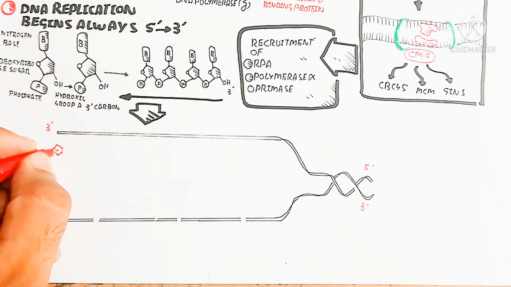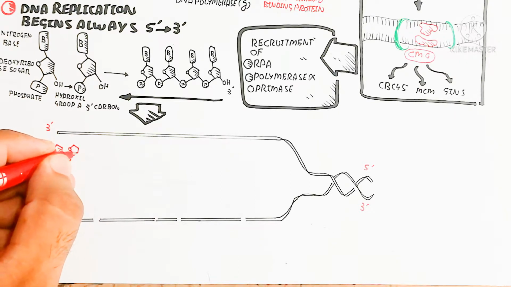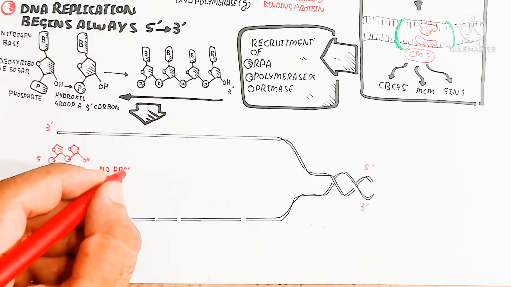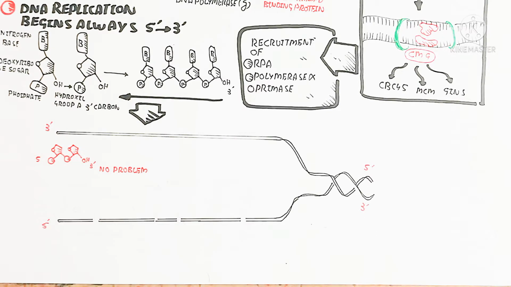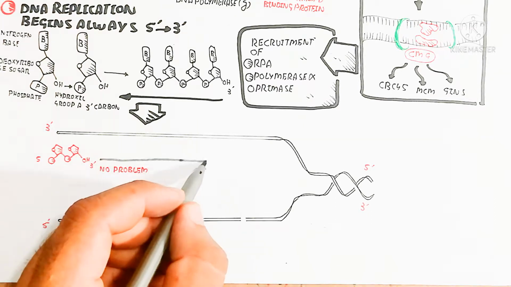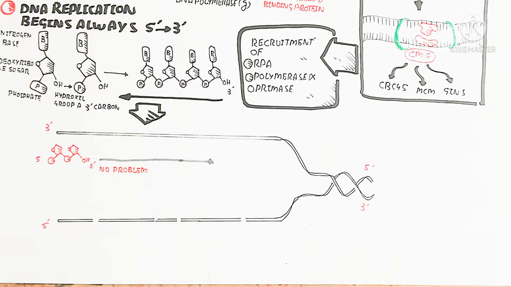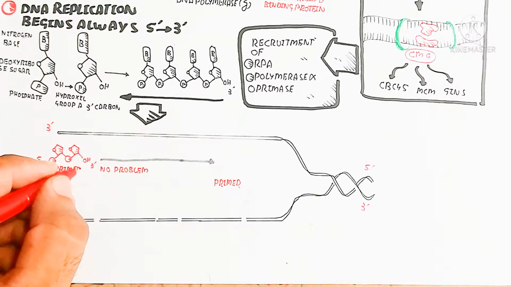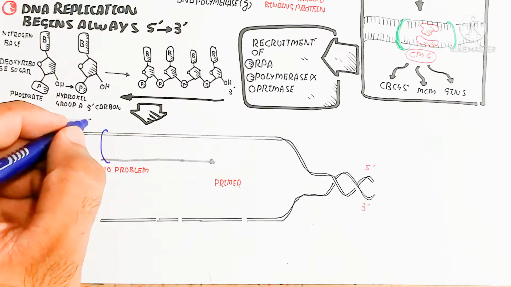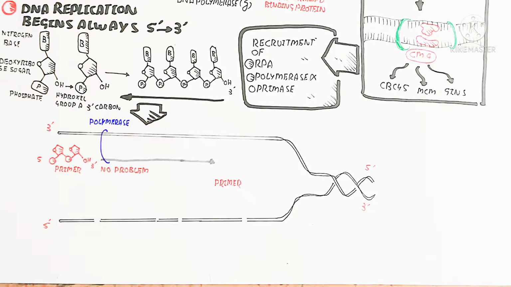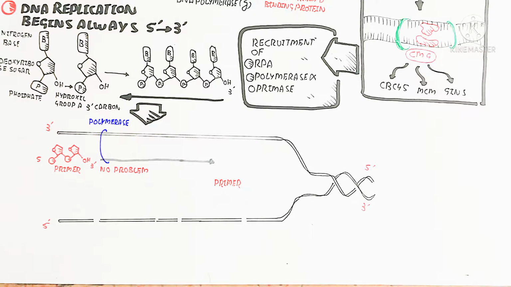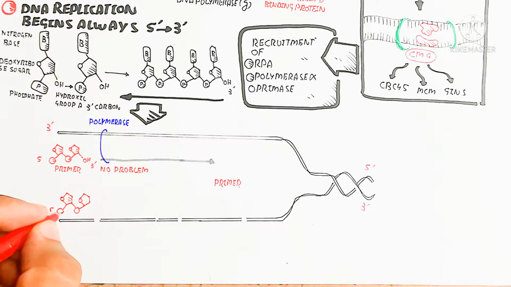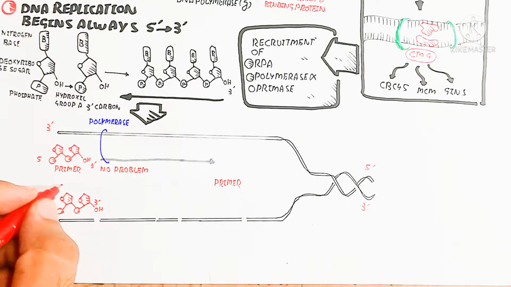Here in this manner you can see the 3 prime to 5 prime direction, but the replication is basically 5 prime to 3 prime, which is a backward attachment. So here you can see the 5 prime to 3 prime direction, and there is no problem in the leading strand, but the lagging strand can be a problem. Why? Because the lagging strand is attached with a different primer to process in the 5 prime to 3 prime direction.